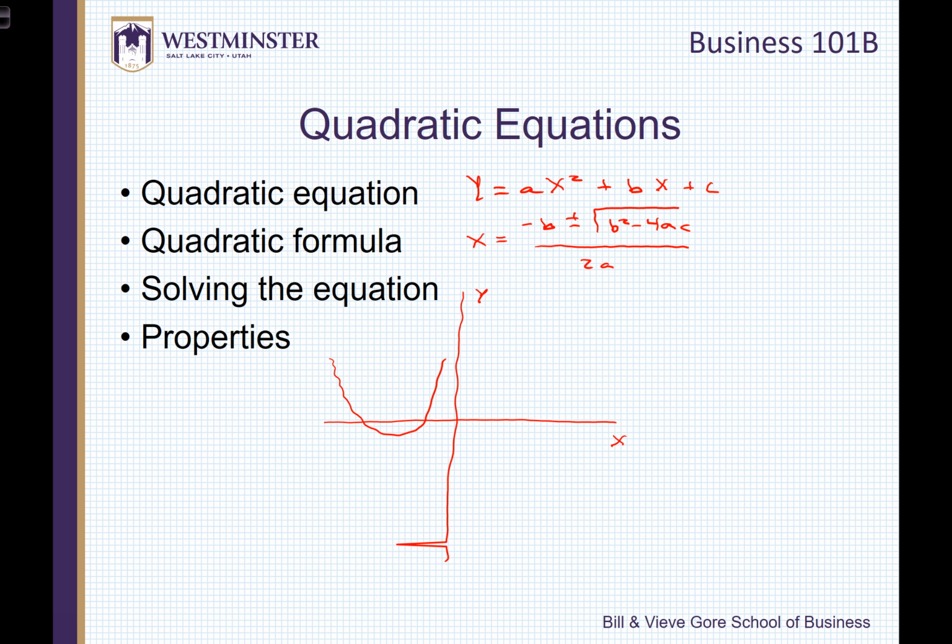So let's go ahead and select an equation, which we'll call y is equal to 2x squared plus 4x plus 1. So this is the quadratic equation that we will solve using the quadratic formula, and we'll talk about its properties, and then we'll go ahead and graph it with a table and such.